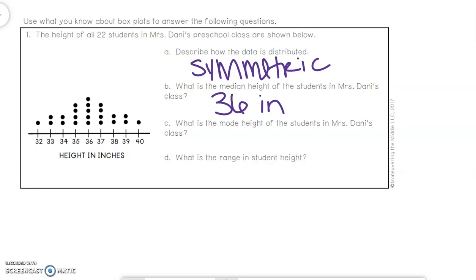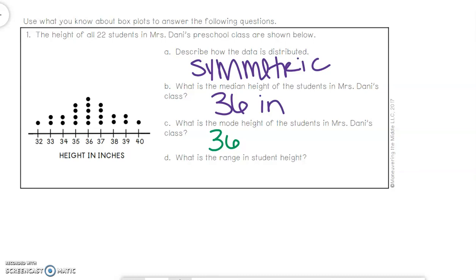My mode is my most. So which one appears the most? Well, which area has the most dots? The tallest tower? Again, that's at 36 because this one has 1, 2, 3, 4, 5 dots in it, and the most any other column has is 4. You can have more than one mode, but you can only have one median.